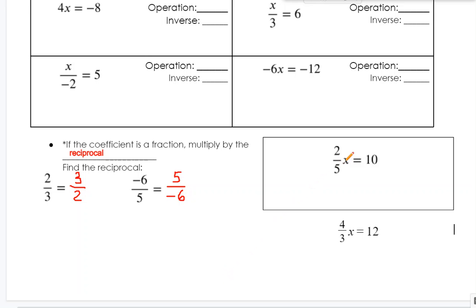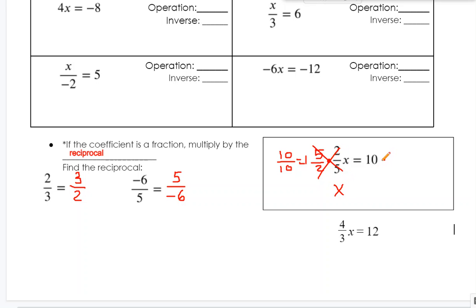All right, so let's try this one on our own. Let's see. 2/5 x. All right, so that means I see a fraction with my variable. That means I'm going to multiply by the reciprocal. Well, the reciprocal means I flip my fraction. So this will be 5/2. And I do that because when I multiply these, 5 times 2 gives me 10. 2 times 5 gives me 10. 10/10 equals 1. Right? So these cancel out and leave me with 1x.